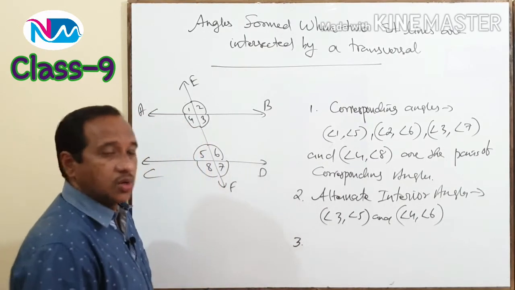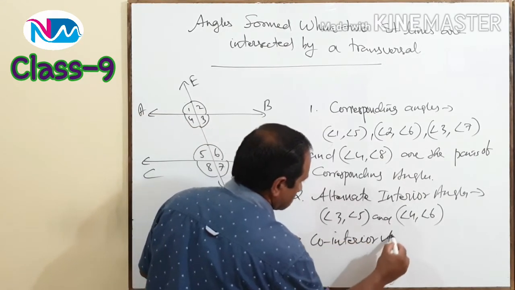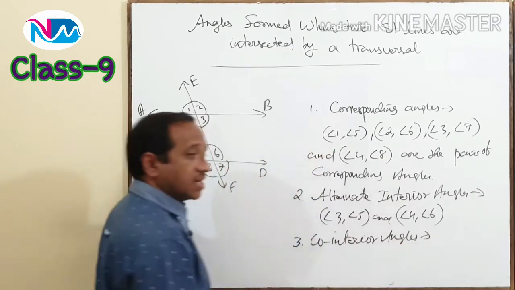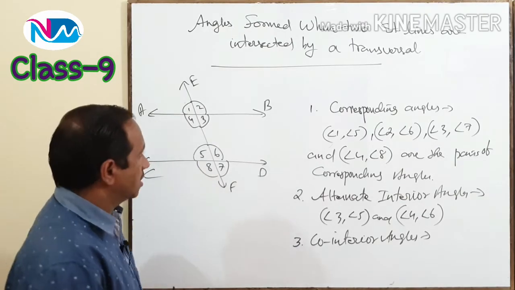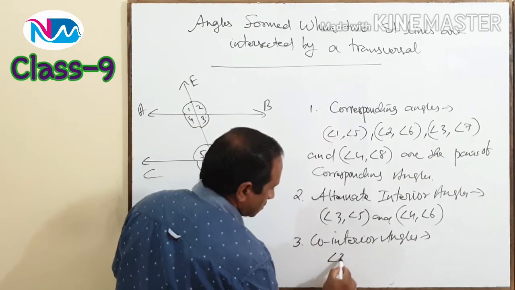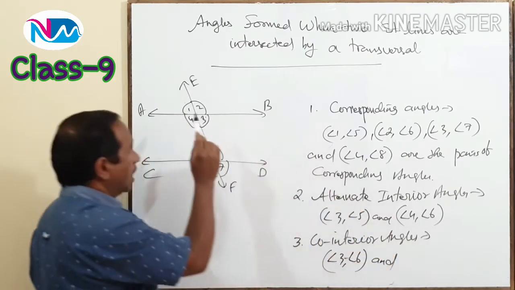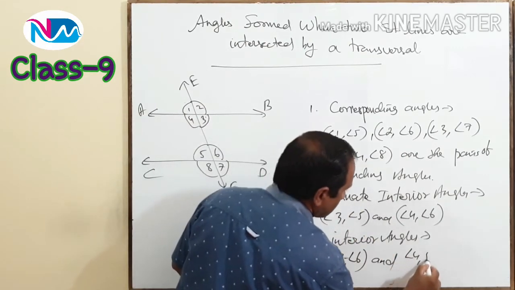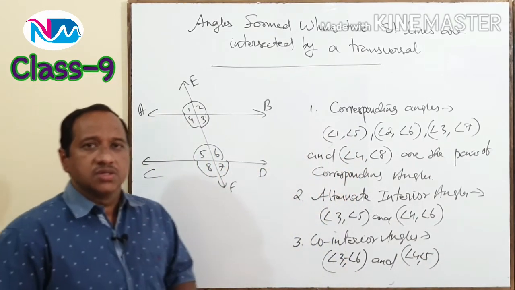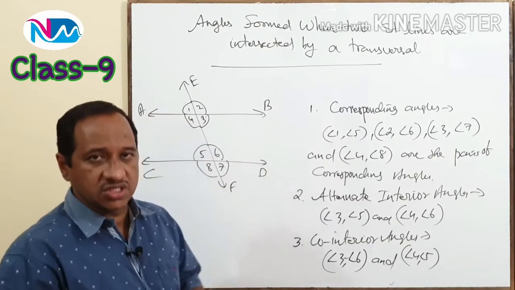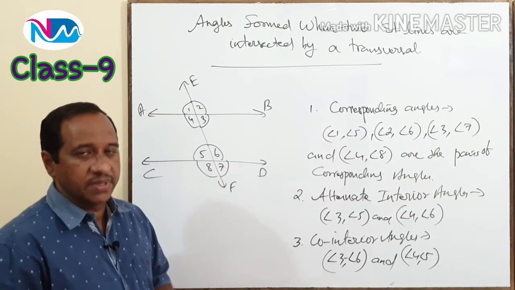Third, we have co-interior angles. These angles are also called allied angles. We have 2 pairs of co-interior angles. They are angle 3, angle 6 and angle 4, angle 5. So these are the main classification of the angles. Based on these angles, we will proceed to the next topic.